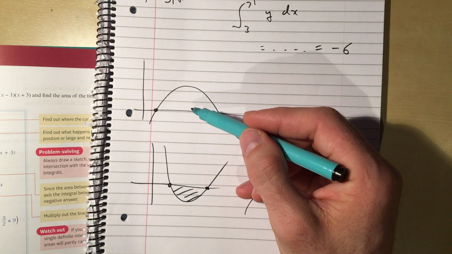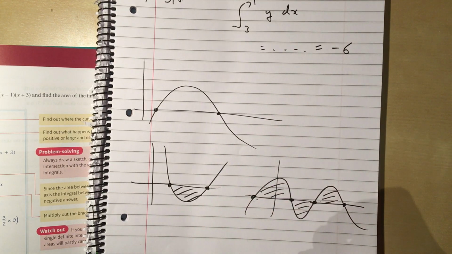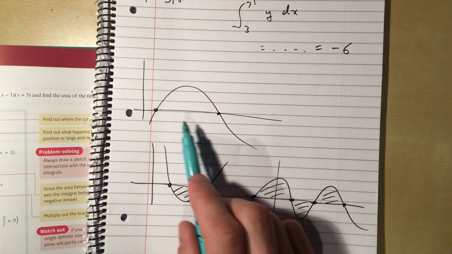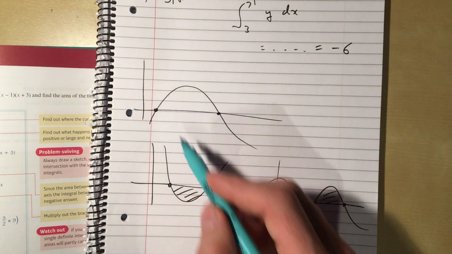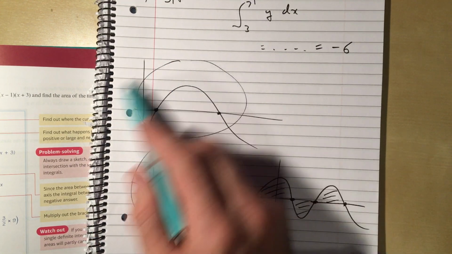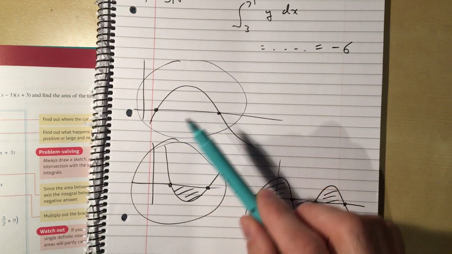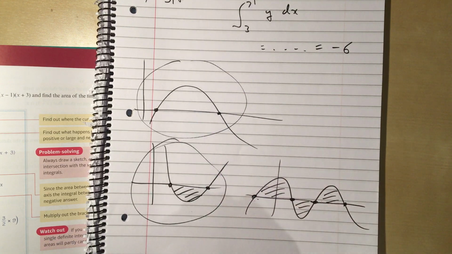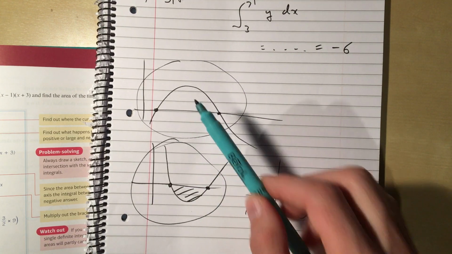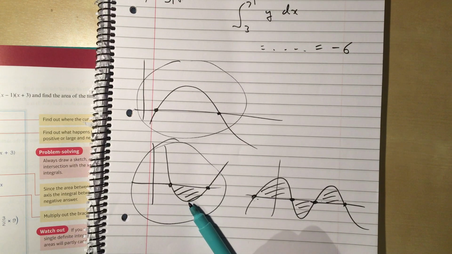Now, the big bit of advice there is sketch the graph. If in doubt, sketch the graph. Then you know what shape you're looking at. It's not going to surprise you when this one comes out negative. It's not going to surprise you when this one comes out positive. And if you did this one and it came out negative, then you've made a mistake. If you did this one and it comes out positive, then you know you've made a mistake.